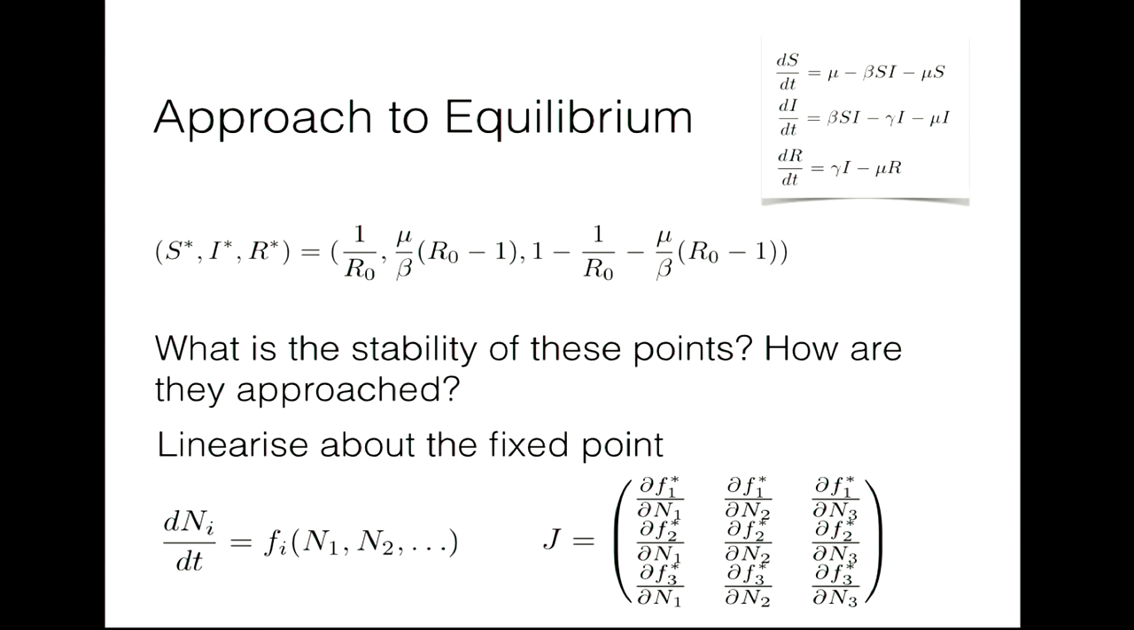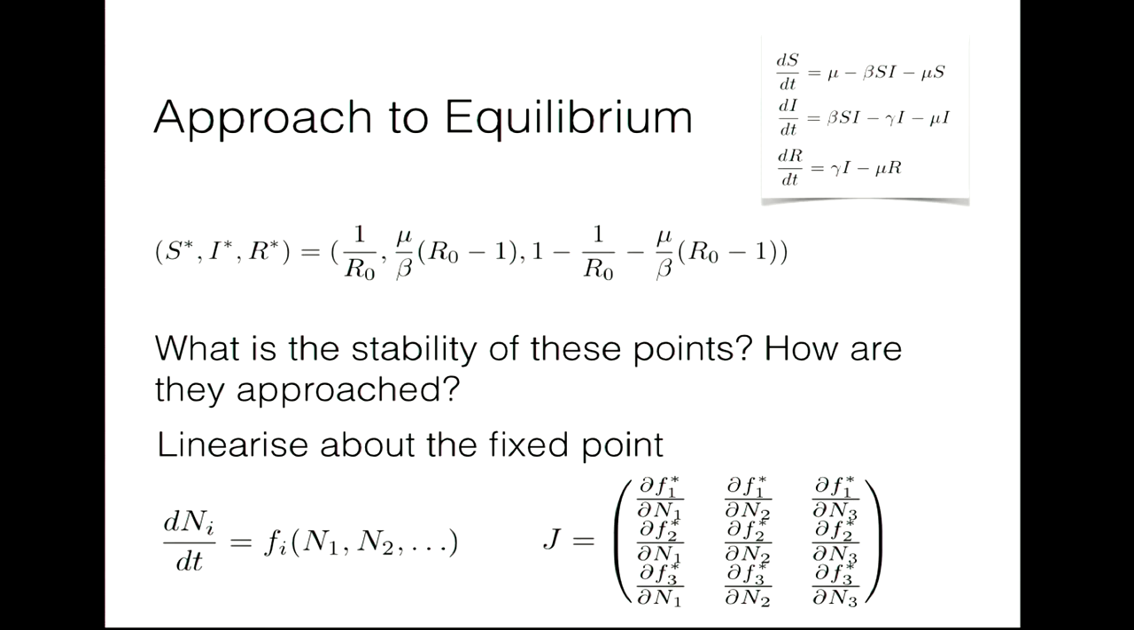Okay, this is again something that we discussed the last time. Let me just do it very fast. So we said these were the fixed points, S star, I star, R star. These are the points at which dS/dt, dI/dt, dR/dt, all of them vanish. Now we can ask, what is the stability of these points?